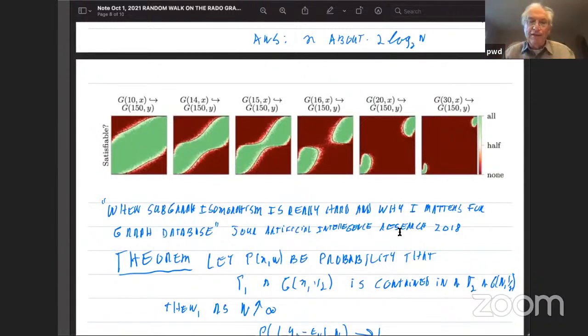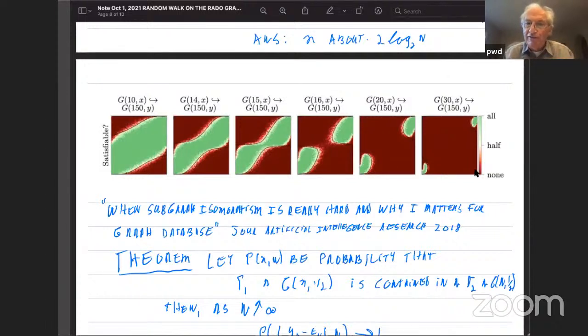As part of their work, they produced this picture. So let me try to explain this picture. Each of these squares represents that task where the big graph has 150 vertices and the little graph has 10, 14, 15, et cetera vertices. The axes are labeled by P1 and P2. So the big graph has P2 and the little graph has P1. And so they're Erdős-Renyi graphs with P1 and P2. And this is an experiment, and green means you could find it, and red means you couldn't.